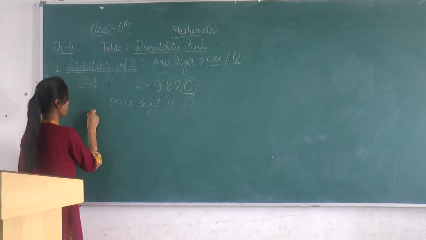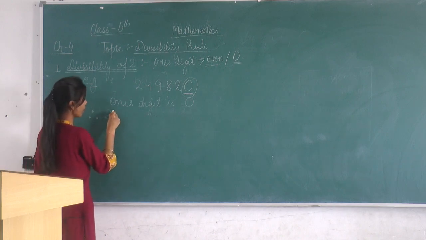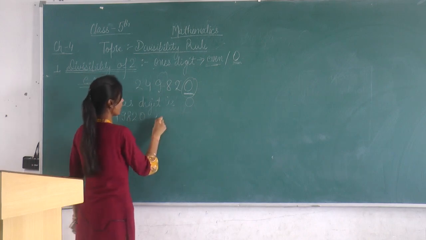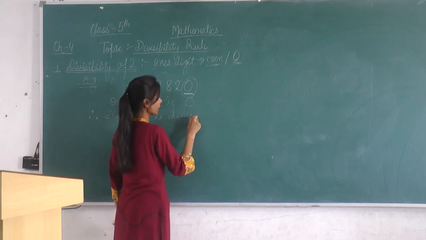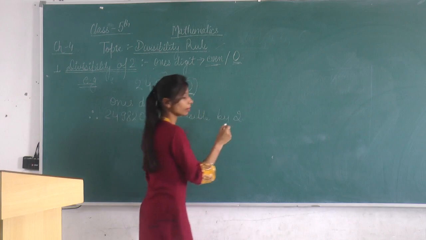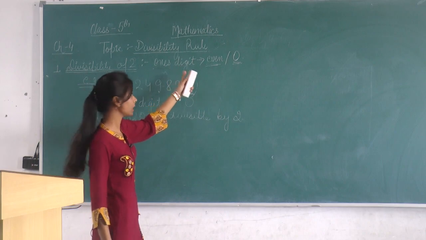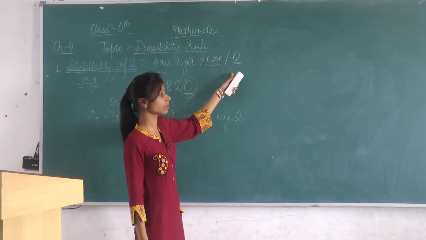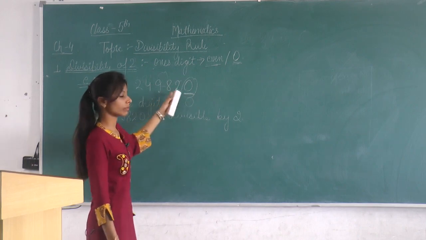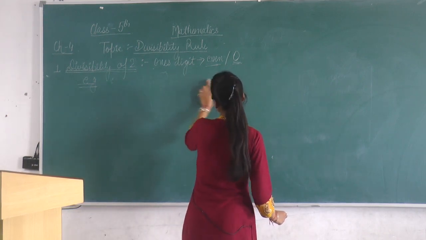So, our number 249820 is divisible by 2. Remember, all of you, you only have to check the ones digit value. If the ones digit value at the last is even or 0, then you can say this number is divisible by 2. Now let's move on to the next number, that is 3.